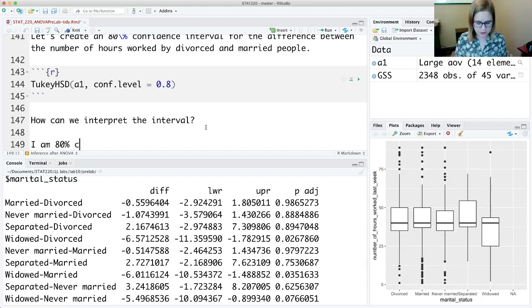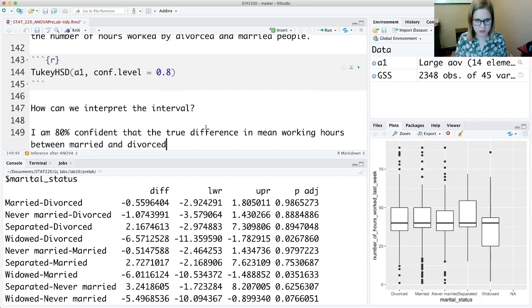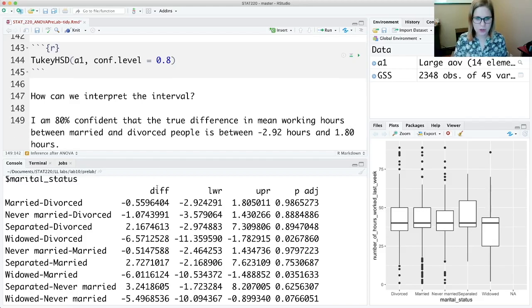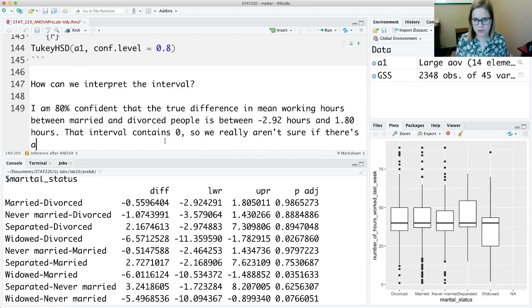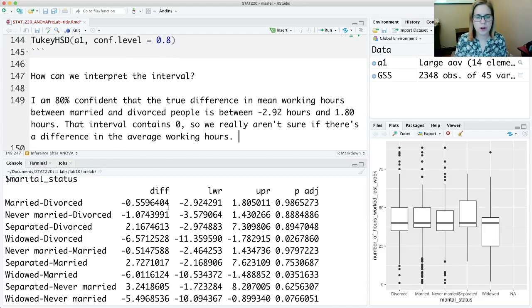I am 80% confident that the true difference in mean working hours between married and divorced people is between negative 2.92 hours and 1.80 hours. So I'm looking at the lower end of the interval and the upper end of the interval, and that interval contains 0, so we really aren't sure if there's a difference in the average working hours. With married and divorced, it kind of looked that way on the plot, that there wasn't a difference, and we just confirmed that. We're really not sure, even at the 80% level, if there's anything going on there.